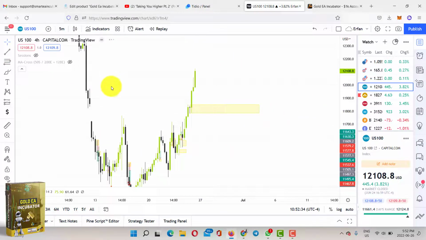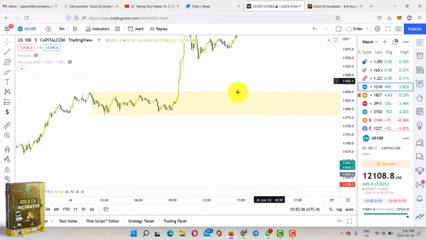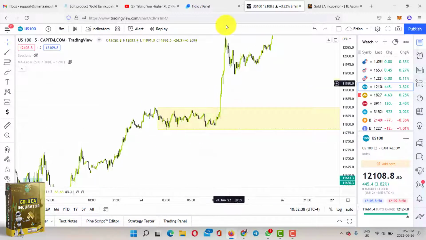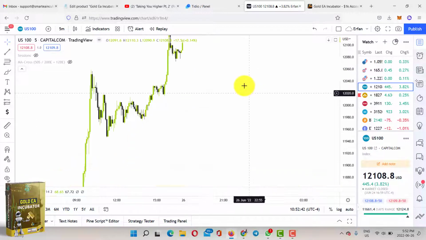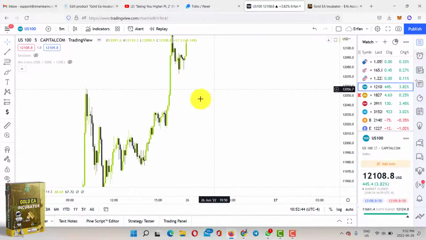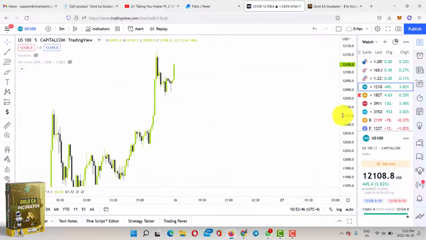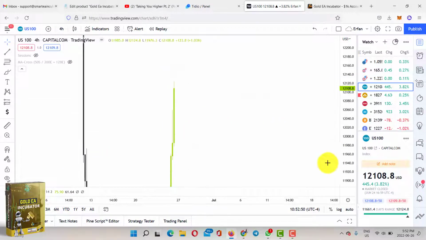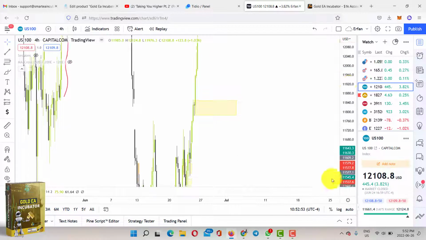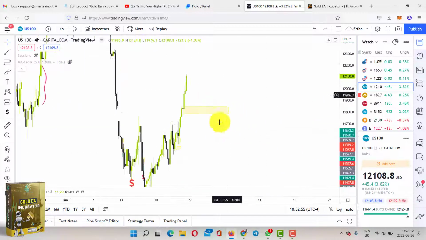So be more patient. And even if I go to 5-minute time frame, as you can see, we had this consolidation, boom, goes up, correction, consolidation, boom, goes up. But there's a really good chance that it just drops immediately, because if you go to 4-hour time frame, you see that there's so much gap left over, so they all have to be filled in. So just be careful about NAS 100.